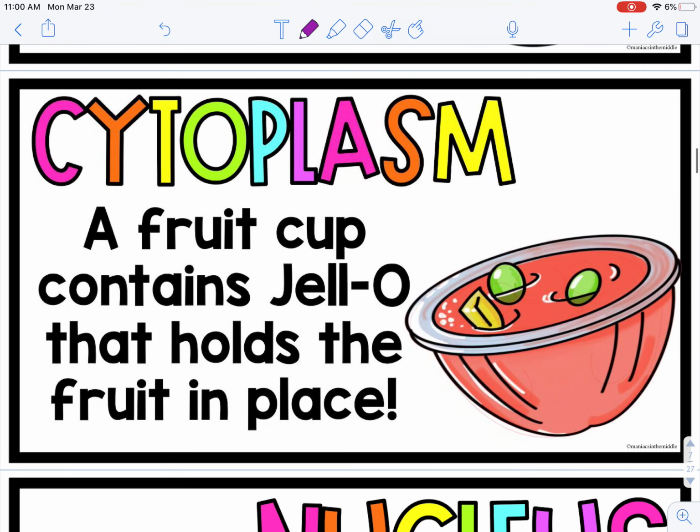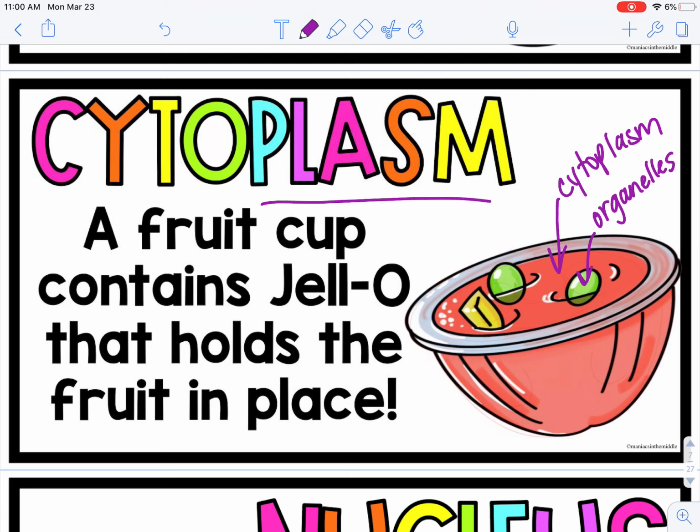So think of like a fruit cup that has Jell-O that's going to hold the fruit in place. Think of the Jell-O part as the cytoplasm, and then the fruit as the organelles. I know a few students last year like to think of like plasm or plasma as the gel kind of structure. That's a great way to remember it too. So that is your cytoplasm. It's in both plant and animal cells.